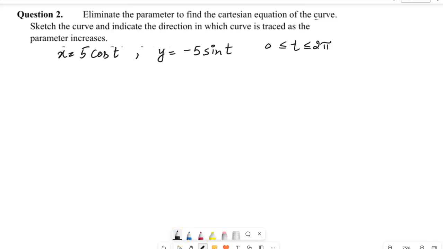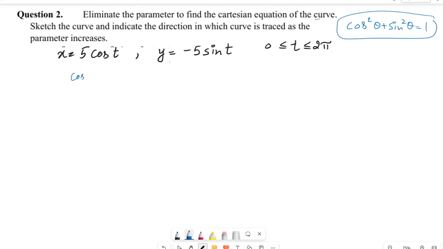Eliminate the parameter to find the Cartesian equation of the following curves. So this is another example: x is 5 cosine t and y is negative 5 sine t. We are going to use our trig identity: cosine square theta plus sine square theta is always equal to 1.